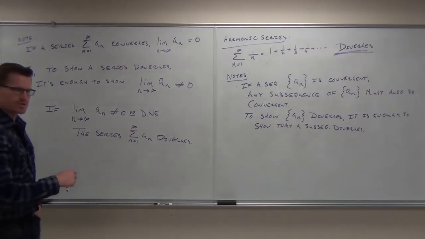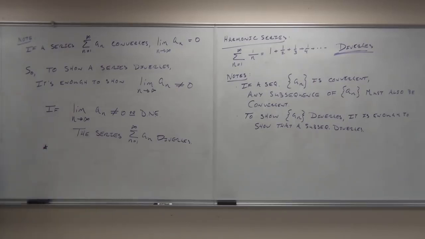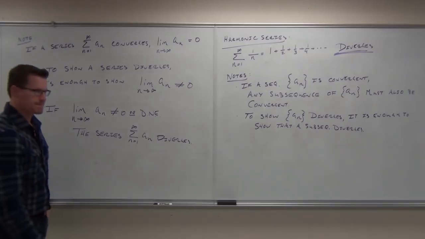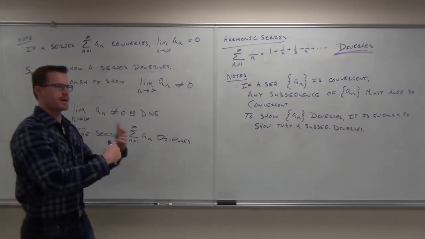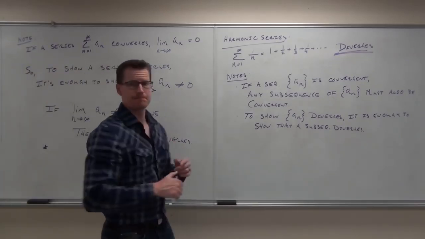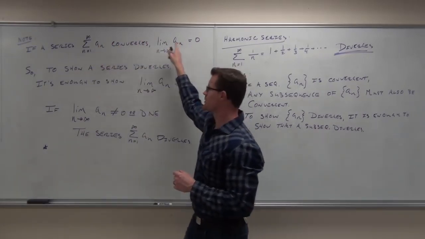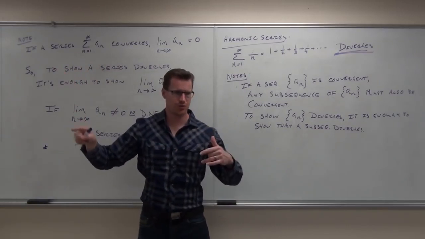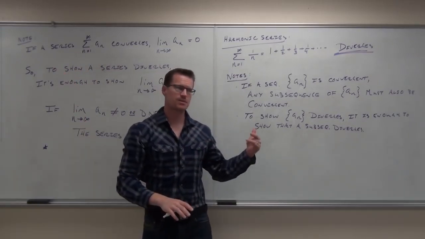Here's the problem that students have with this. The problem students have is they think that this is a biconditional statement. They think that if the series converges, the limit equals 0, and if the limit equals 0, the series converges. That is not true. I'm going to say it flat out, that is not true. Sometimes it happens, sometimes it doesn't.